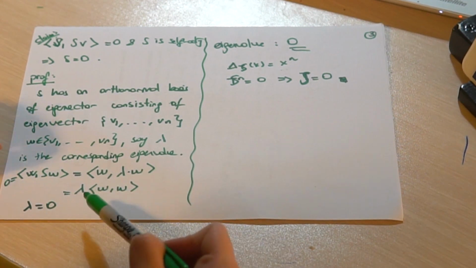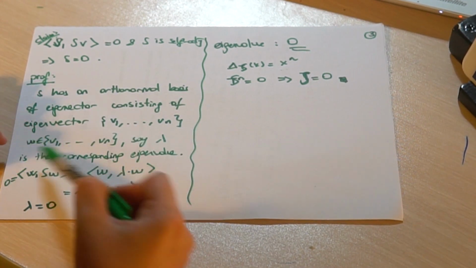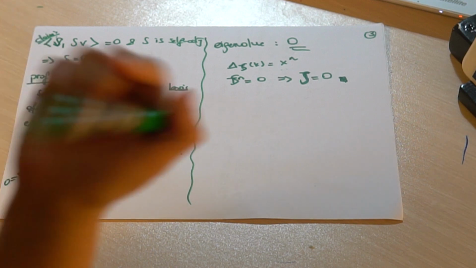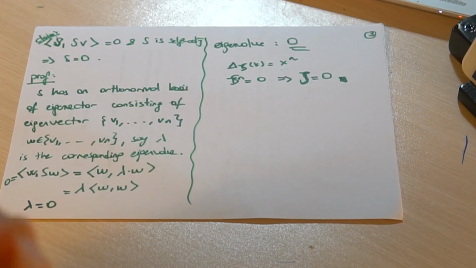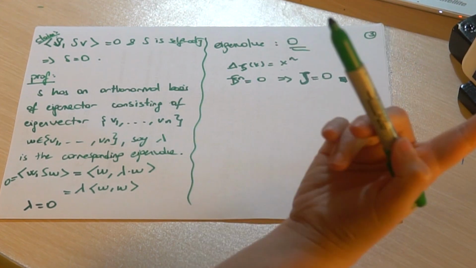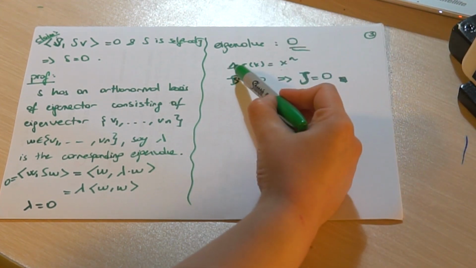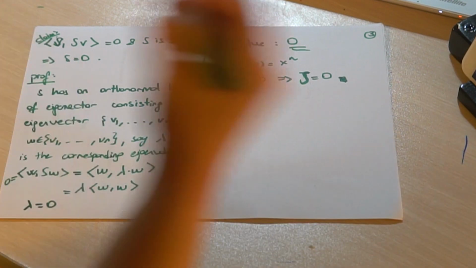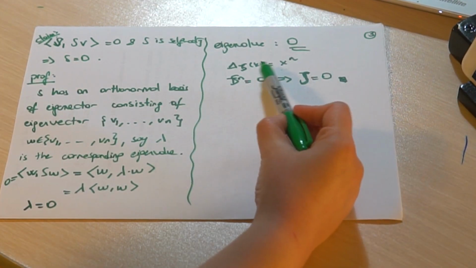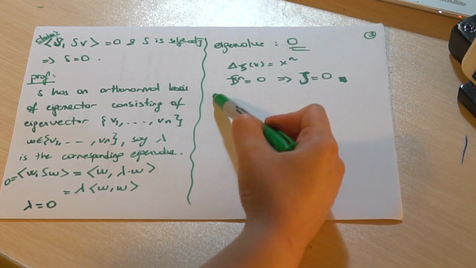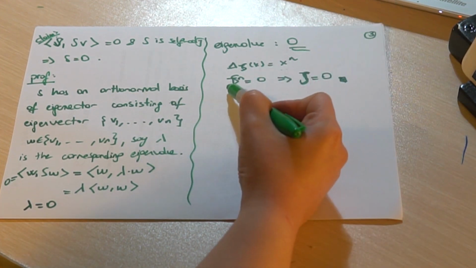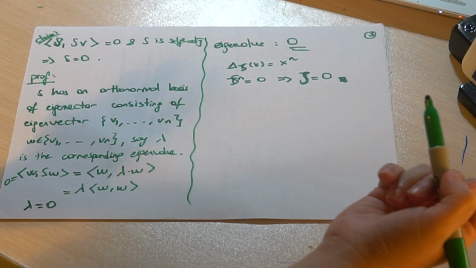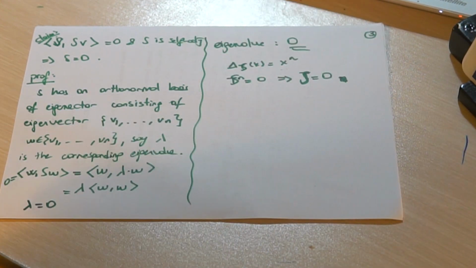And we chose this w arbitrarily in the set. So for every eigenvector, the eigenvalue is 0. So we have only one eigenvalue, which is 0. So the characteristic polynomial will be equal to x to the n. So since the characteristic polynomial is x to the n, we will have S to the n equal to 0.